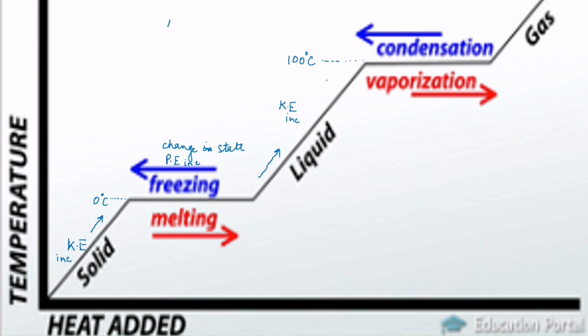So over here again, the change in state happens, or you can say now the potential energy increases. There is no increase in the kinetic energy, so the temperature does not rise. It remains constant for a while until all the liquid boils and changes into gas. Once the water has boiled, the temperature starts rising again. And again, this rise in temperature is due to the increase in kinetic energy of the particles.